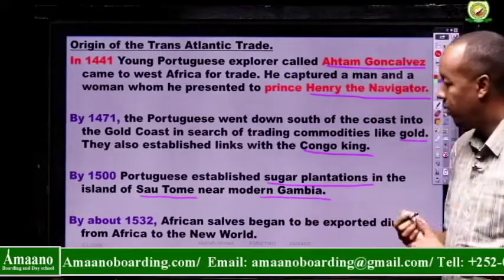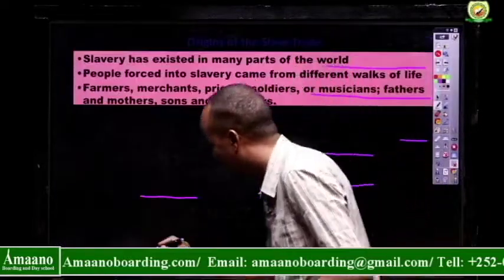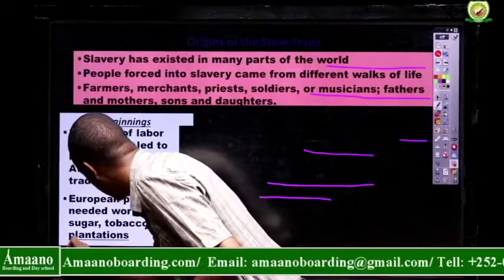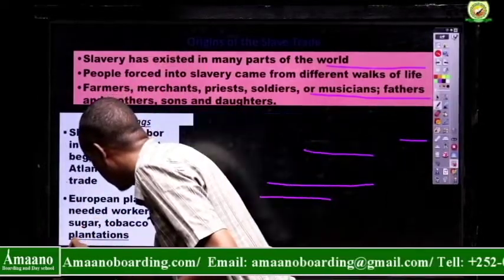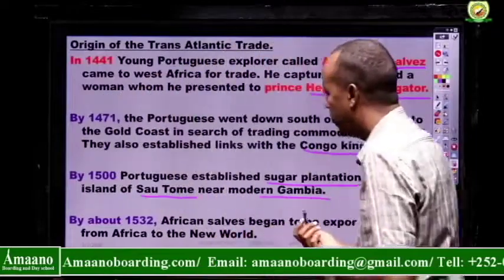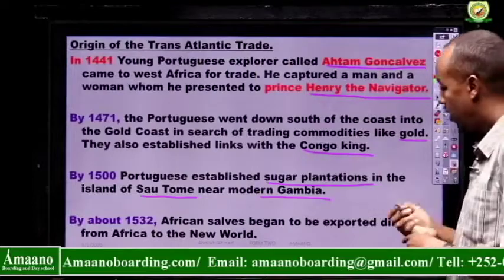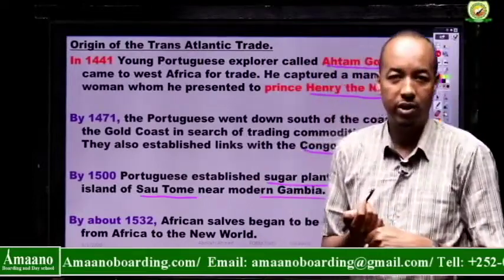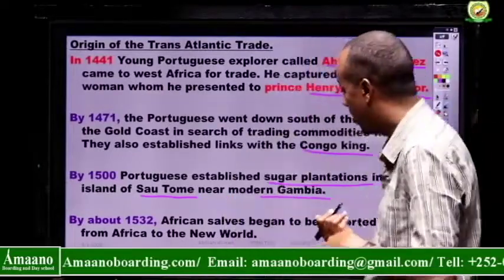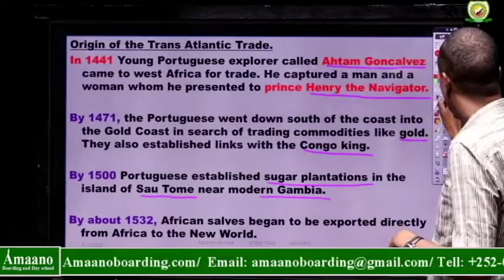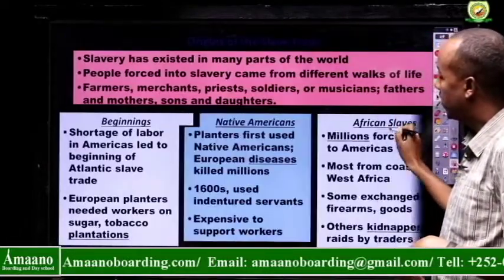By about 1532, African slaves began to be exported directly from Africa to the New World. And you remember when we were talking about the New World, we said that it was the Americas: North America, South America, and at the same time Central America. So this is also talking about the origin of the slave trade, as you can see.